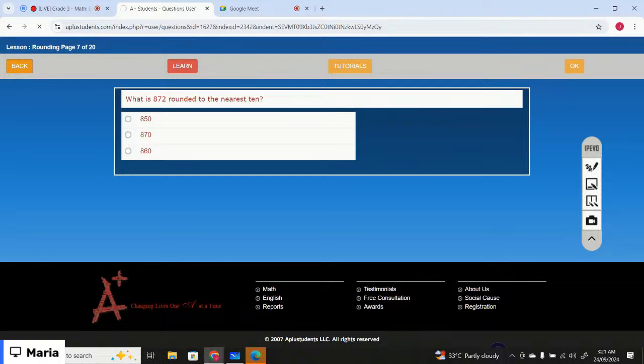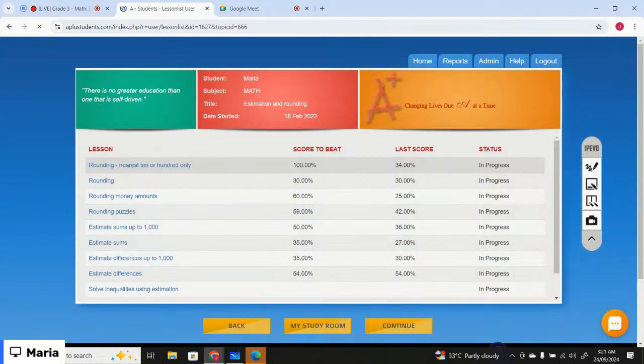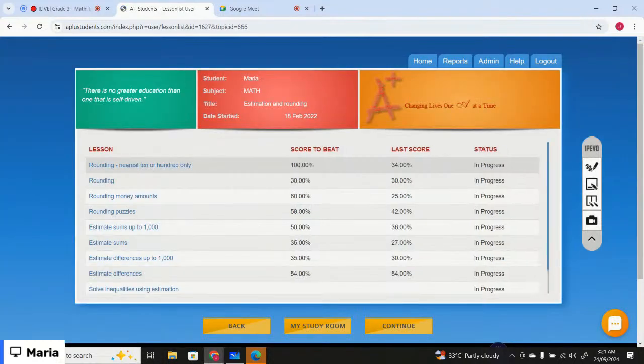Let's just start with the next lesson. You can complete the rest of the questions by yourself later today. Let's just start with the next lesson, that is rounding money amounts.